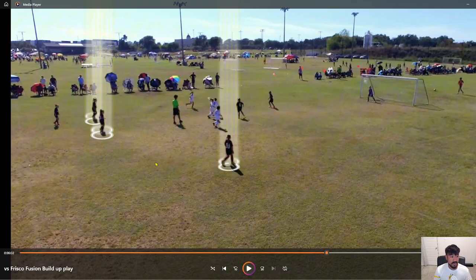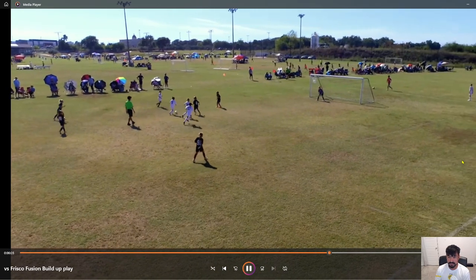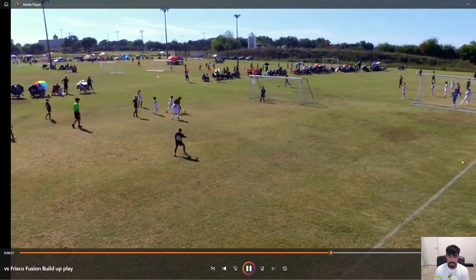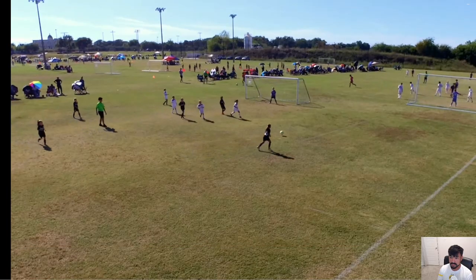So, hey, we just lost the ball. We need to track back and help our teammates here. Track back means to go back, close our shape to make a small shape because now we are on defense. So, boom, boom, boom. Great defending. Here we go.